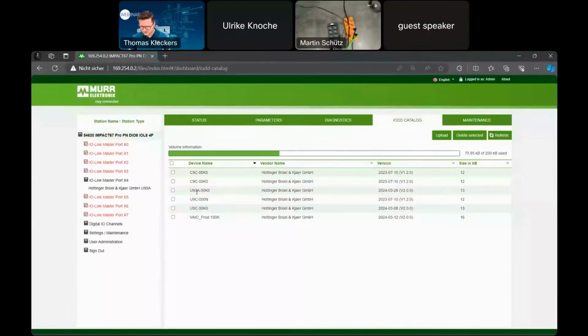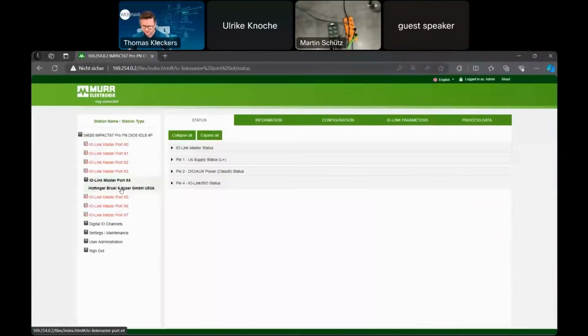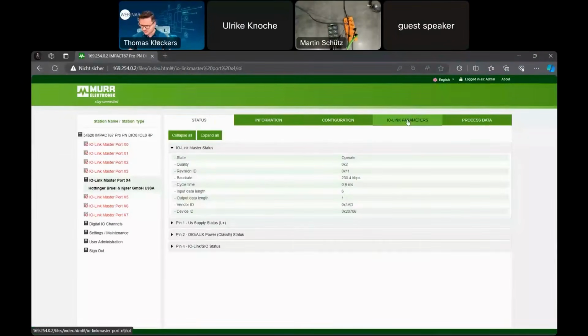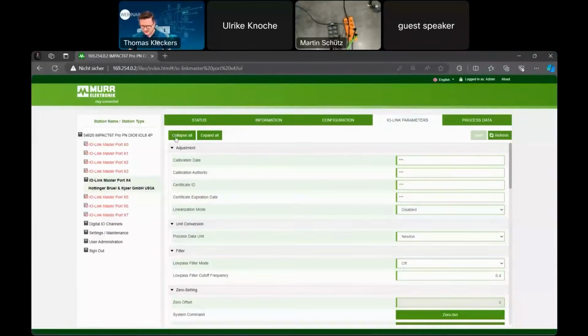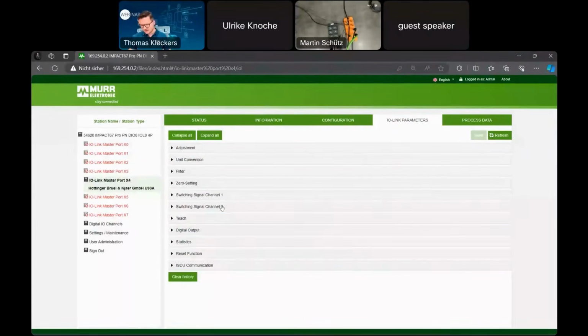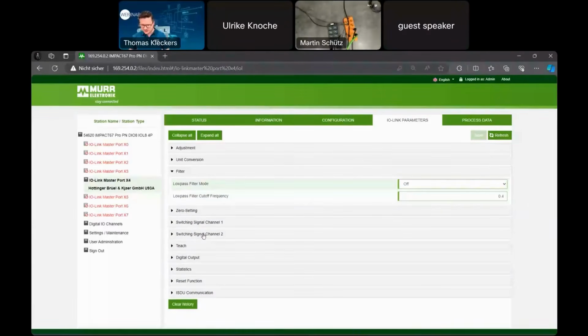You can see here in the list, the U93A, which we just used in the IFM, is uploaded. And so this is just the same procedure. What you can see here is we have the IO-Link parameters. And if I collapse all, you see that the master interprets the functionalities of the U93A in the same way as in the engineering tool, which we just showcased. You see the unit conversion, the filtering, the switching channels. So all of the functionality are displayed here and can be set here and parameterized in the web server too.